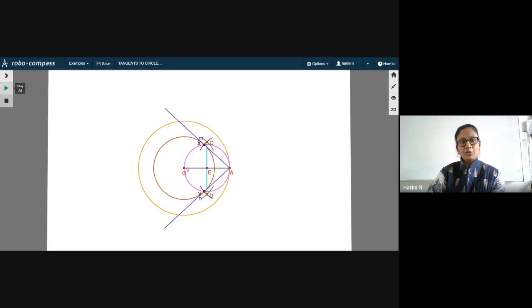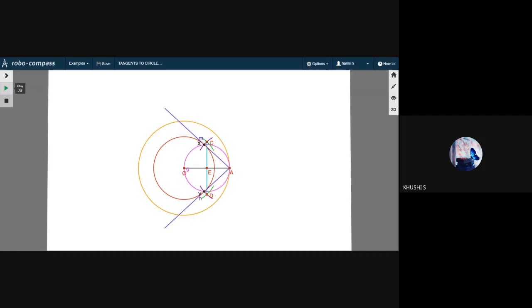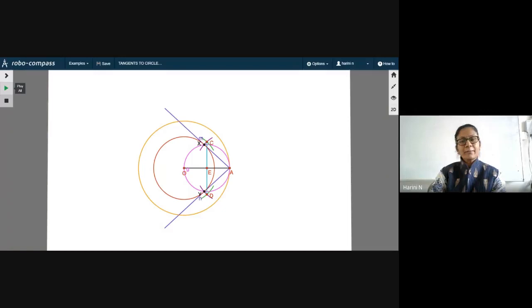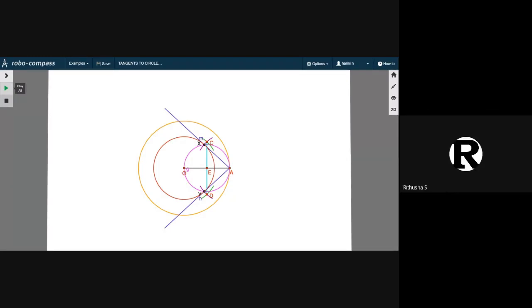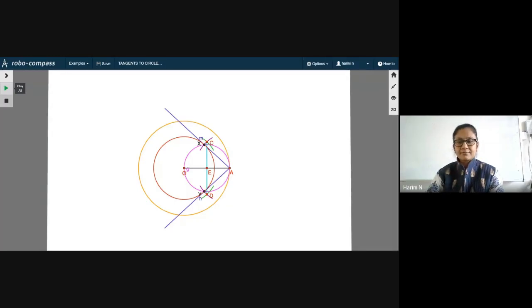One by one, you people only should be telling me. I should not be telling now. First step. One of you can switch on and tell me. Draw a circle with center O and radius 4 centimeters. If one person is speaking, please have the patience to listen. You will get your turn. Draw a circle with center O and radius 4 centimeters.